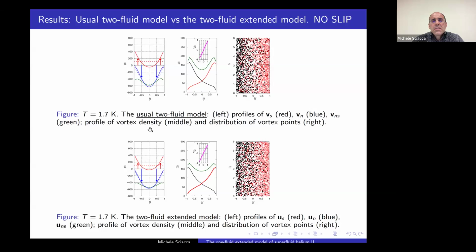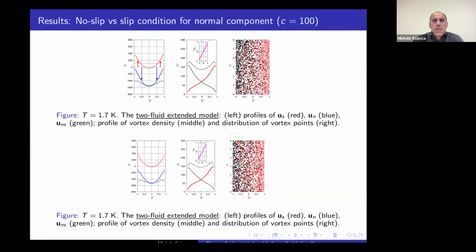So the results are practically equal, not quite different. We have used the temperature of 1.7 Kelvin, so the presence of a normal component is quite important with respect to the superfluid component. So it is expected that the two results are quite similar. We have made another experiment.